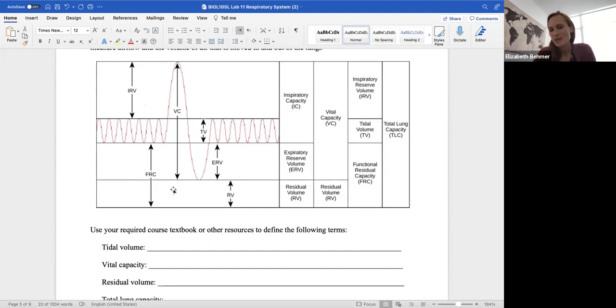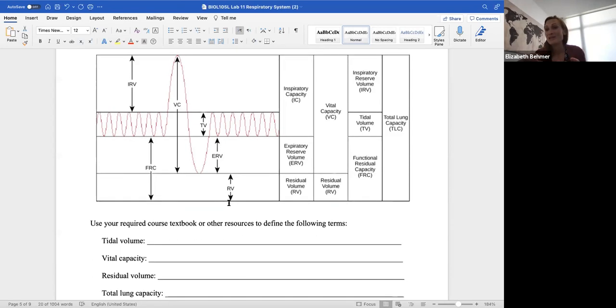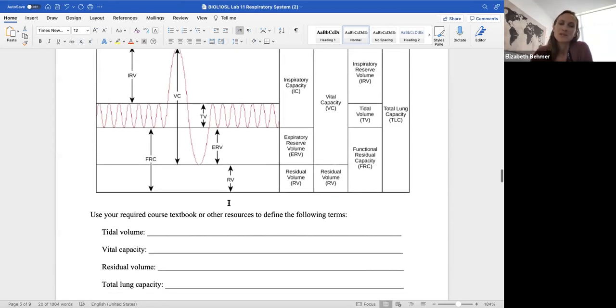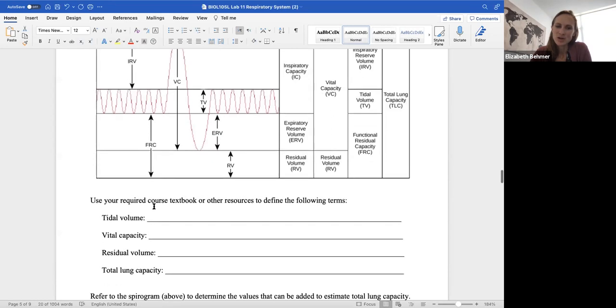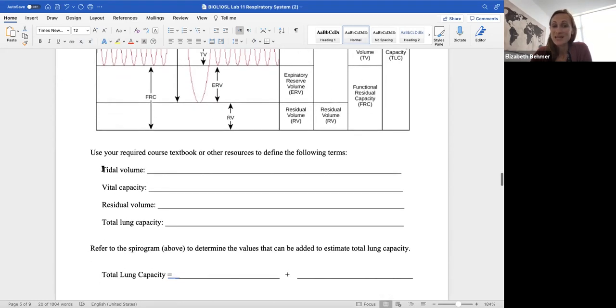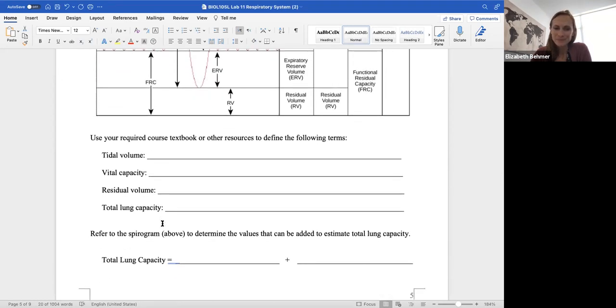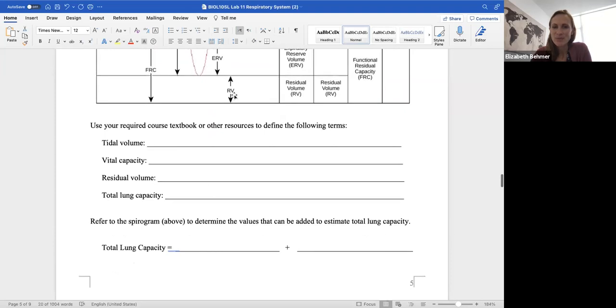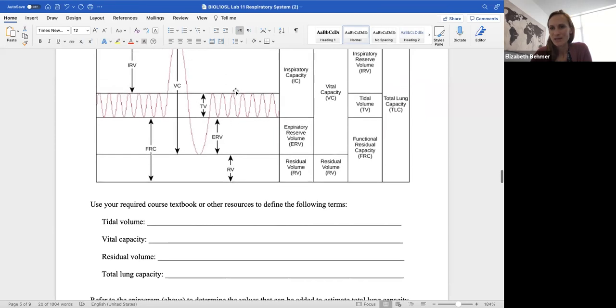What you see at the bottom here, residual volume means the amount of air that's in your lungs at all times. So your lungs always will have some air in them that you can never breathe out. And that's important because it keeps your lungs inflated at all times. So you'll use a textbook or other resources to define these different terms. And then you'll use this spirogram above to determine the values that can be added to estimate total lung capacity.